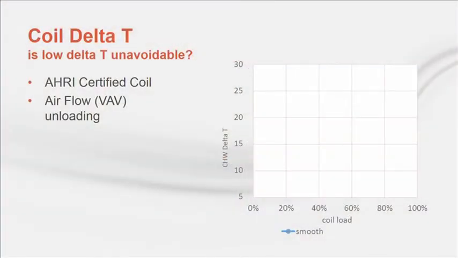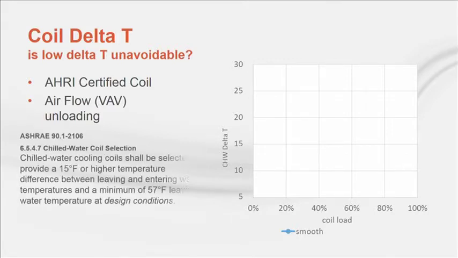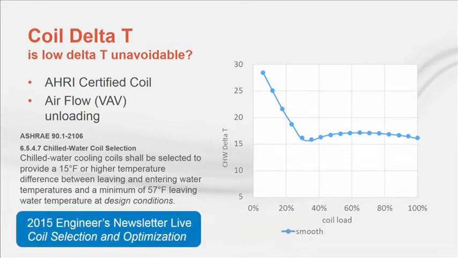Here we see a chart of the unloading performance of an AHRI certified coil in a VAV system. The coil was selected with a 16-degree delta T. This aligns with the ASHRAE 90.1 2016 chilled water coil delta T requirement of 15 degrees or greater. This chart represents typical coil performance. Notice that as the load decreases from its 100% selection point, its chilled water delta T initially rises. Then it drops slightly through the transitional flow region and then rises dramatically at low loads because of the water retention time in the coil.